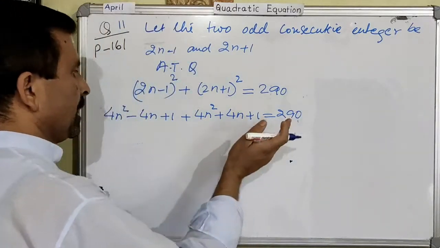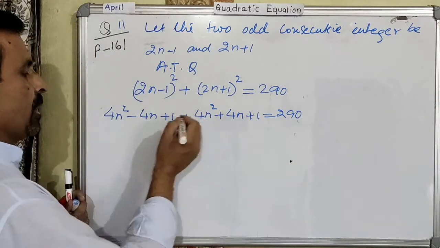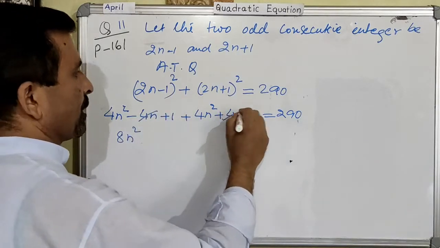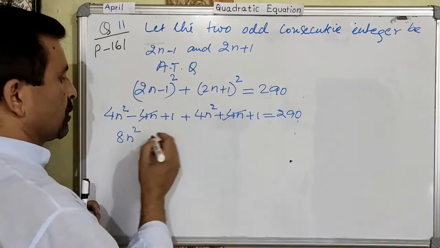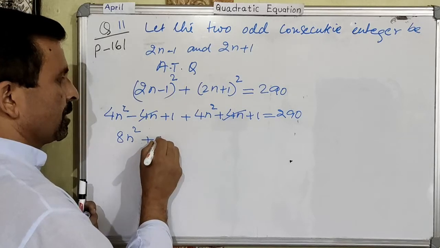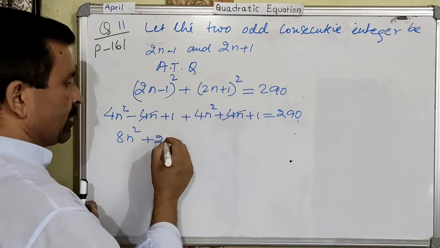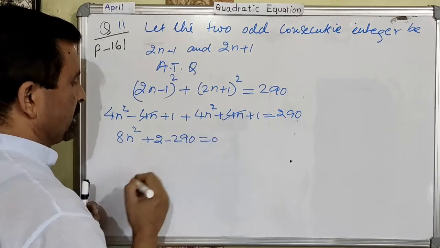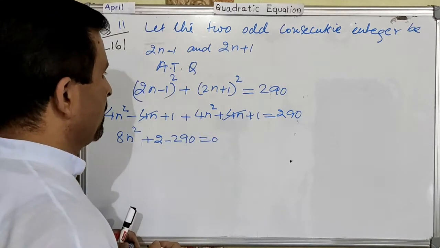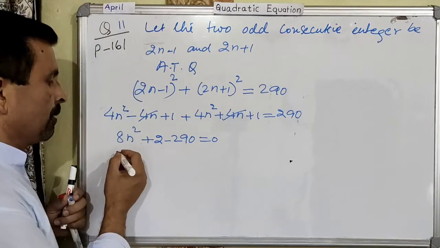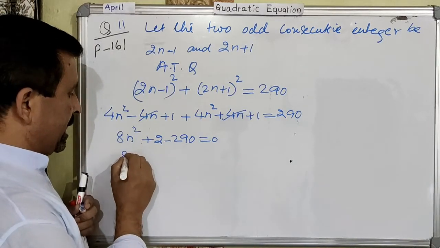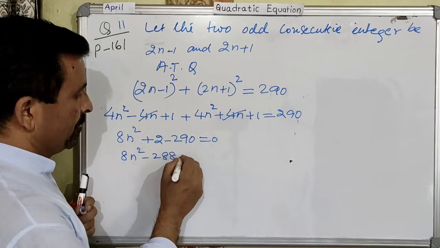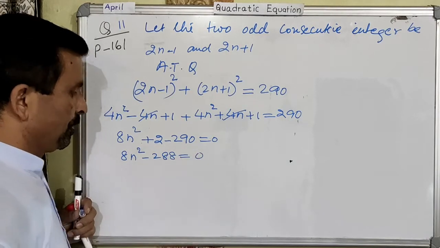Is it okay? Now we are going to simplify. 4n square plus 4n square is 8n square, right? Minus 4n plus 4n cancel. 1 plus 1 is 2, right? And this 290 will come to this side, will become negative. Minus 290 is equal to 0. Is it okay? Now, this is 8n square minus 288 is equal to 0.